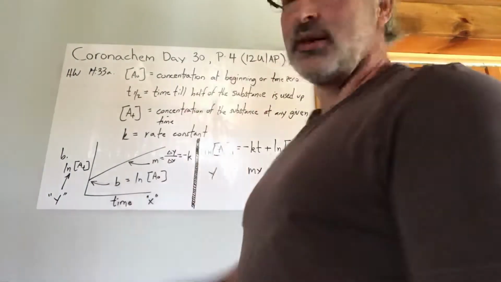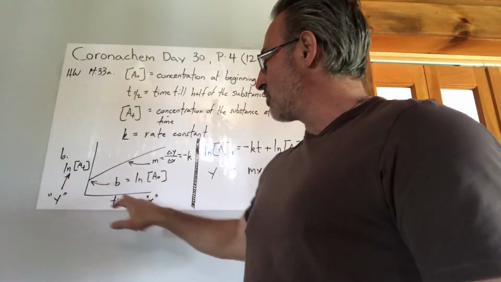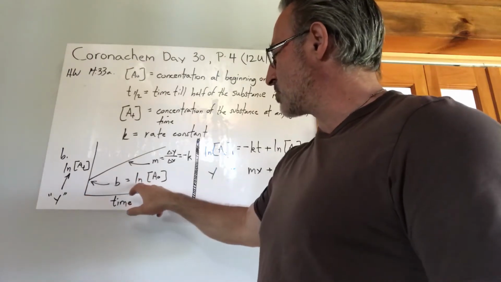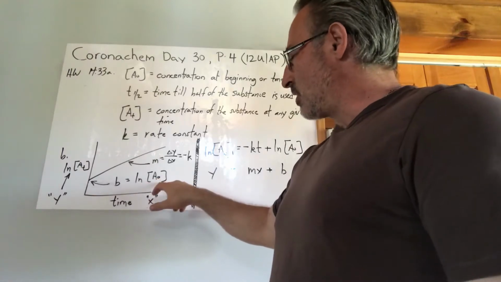Okay. And the second part of the question, 34, says, what quantity when graphed versus time will yield a straight line for a first order reaction? It would be ln of A sub T versus time. It'll give you an intercept B, which corresponds to ln of A, the concentration at time 0.